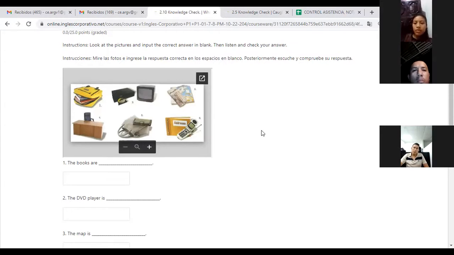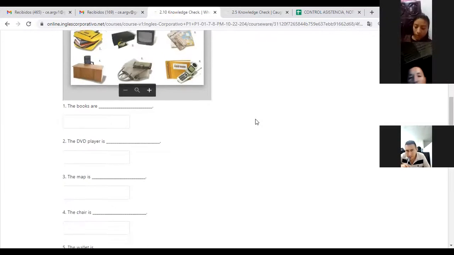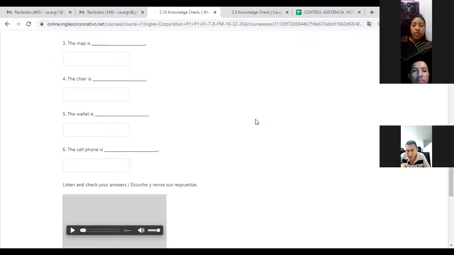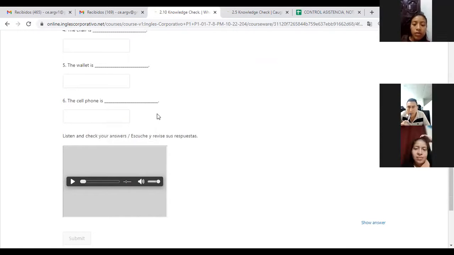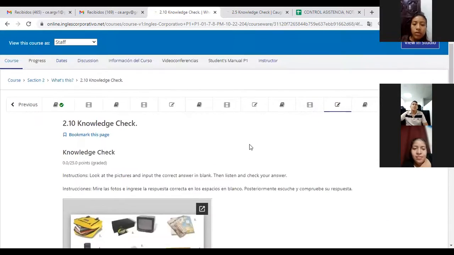Okay? Books. Where is the DVD player? DVD player será next to or near. ¿Qué piensan? Next to. Este ejercicio es o de atrevernos a escribir o aquí están las respuestas. You go, listen and check your answers. Y ahí están las respuestas.